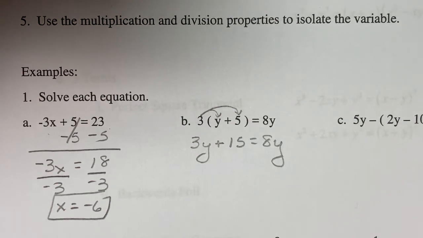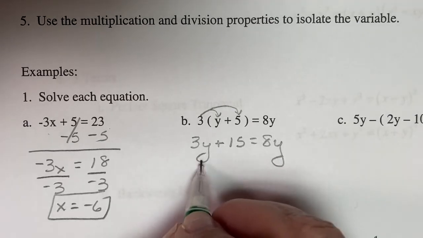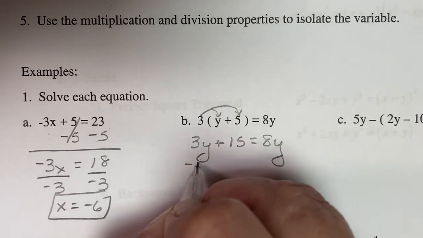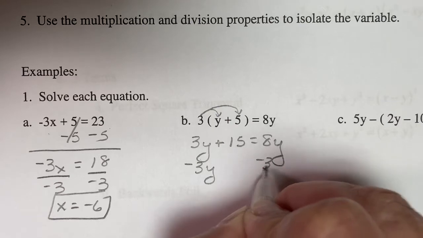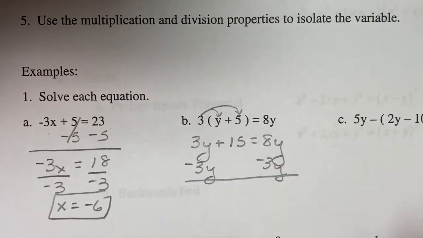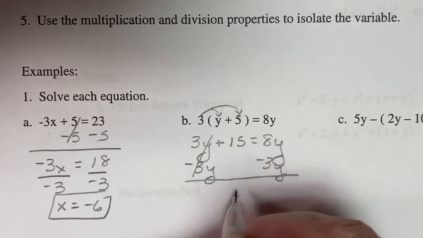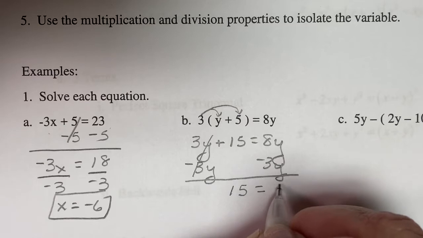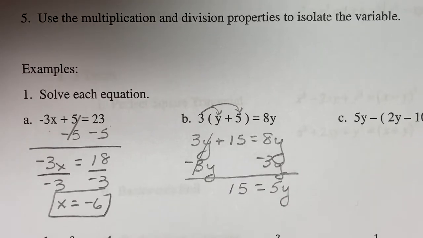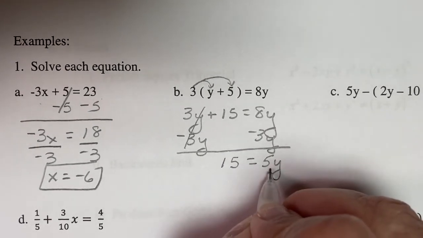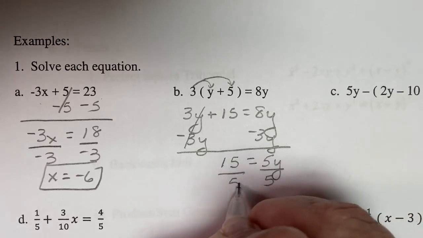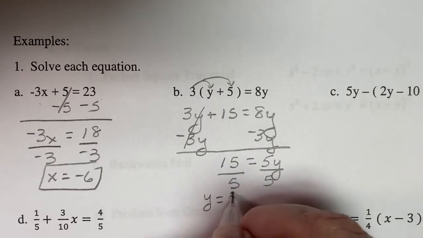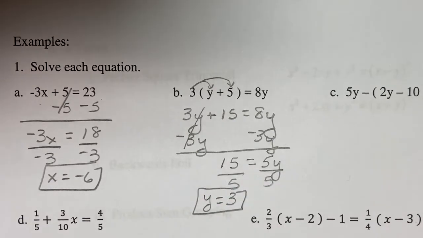Now we want to go ahead and get all of our variables to one side. So as you can see, we have variables on both sides of the equal sign. So let's go ahead and subtract 3y from both sides of the equal sign. That's going to cancel there and leave me with just 15 on the left-hand side, and then 8y minus 3y is 5y on the right-hand side. Let's isolate the variable by dividing both sides by 5, and we'll get an answer of y equals 3.